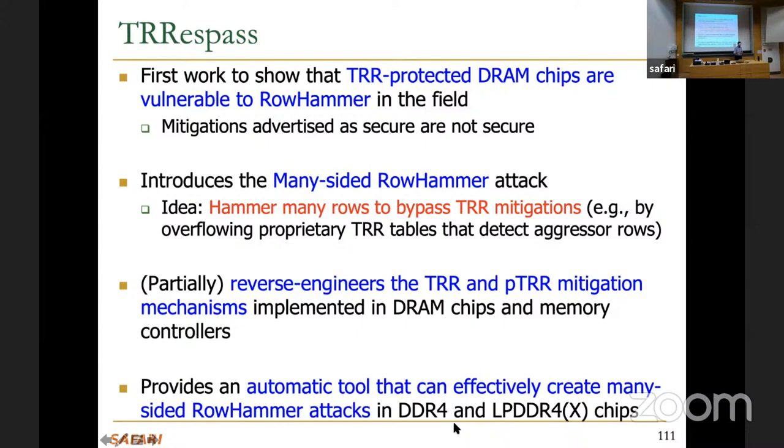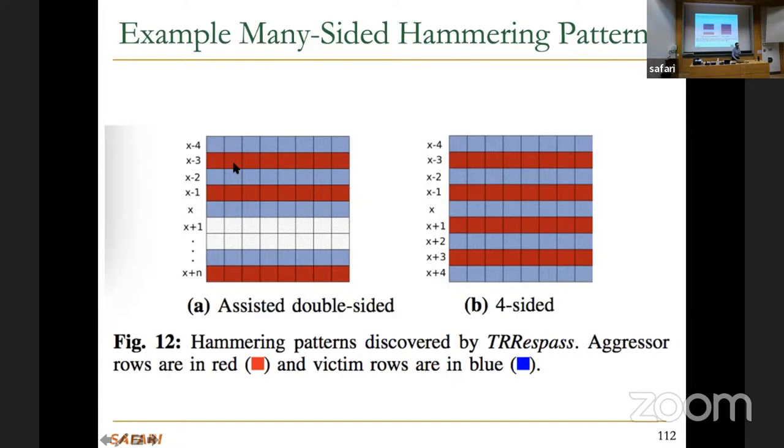So let's take a look at these hammering patterns. Ignore this bottom part over here. This is a double-sided RowHammer. The red ones are the attacker rows, the aggressor rows. The blue ones are the victim rows. This is the real victim row, and these are the, let's say, weaker victim rows.